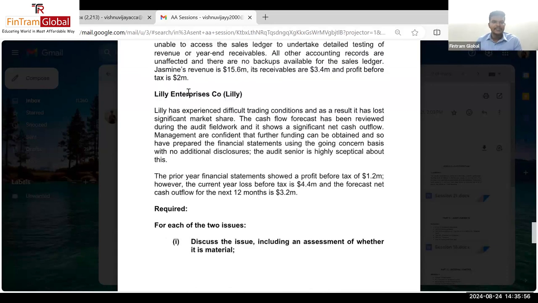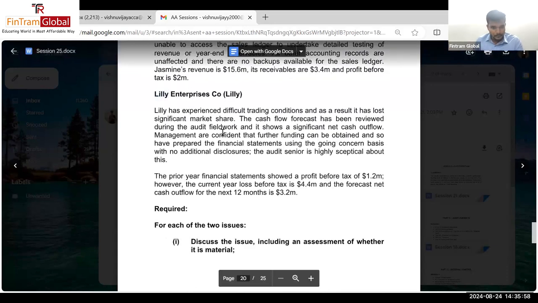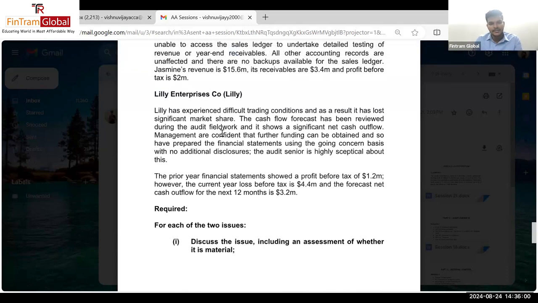Secondly, Lily Enterprises Group. Lily has experienced difficult trading conditions and as a result, it has lost significant market share. The cash flow forecast has been reviewed during the audit fieldwork and it shows a significant net cash outflow. Management are confident that further funding can be obtained and so have prepared the financial statements using the going concern basis with no additional disclosures. The audit senior is highly skeptical about this.